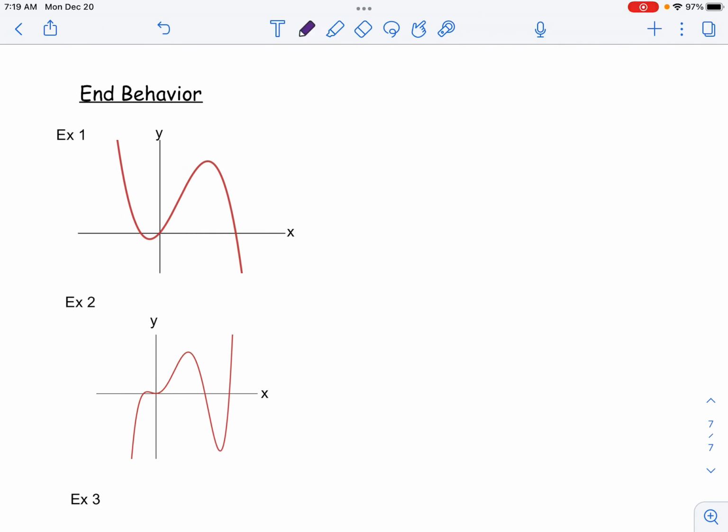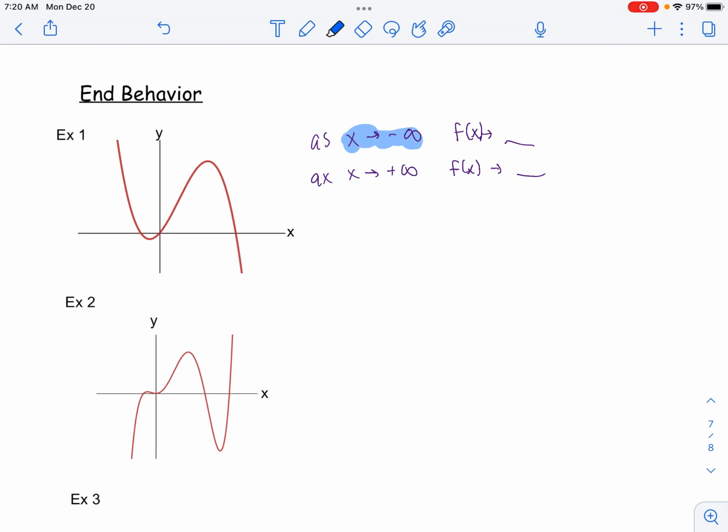So let's look at end behavior. Basically what we're going to do is we're going to say as x approaches negative infinity, what's happening to f of x. And I'll write this down and then I'll explain what we're talking about. And then as x approaches positive infinity, what's happening to f of x. So we're going to treat f of x kind of like y. We're going to treat it exactly like y.